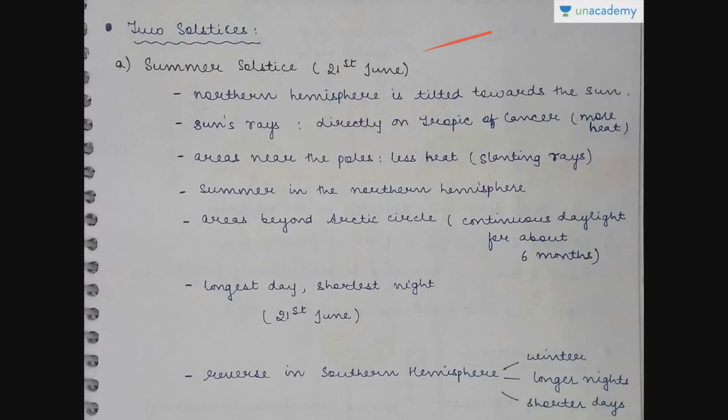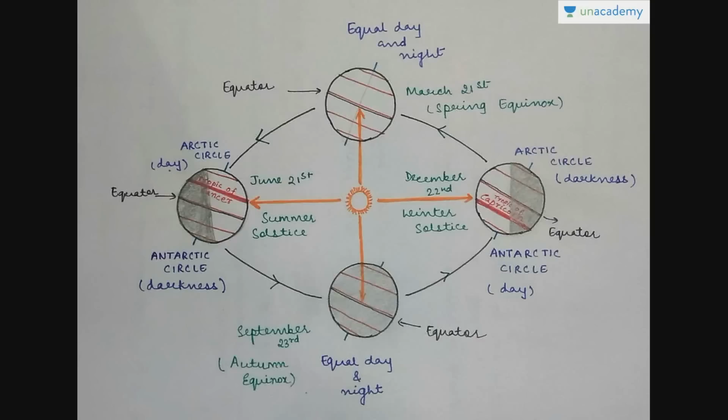What is it? In this, the northern hemisphere is tilted towards the sun. Now see here, this figure is very, very important. You have to completely focus here now. See, this is the sun. These are the different seasons we are talking about. We are starting from this summer solstice. Now what is this on June 21st? What is happening? The northern hemisphere is tilted. See, the earth is tilted here.